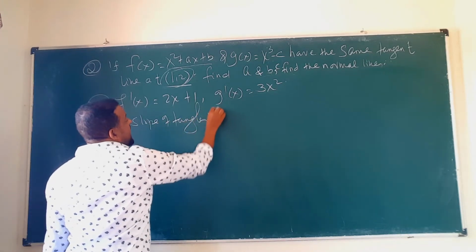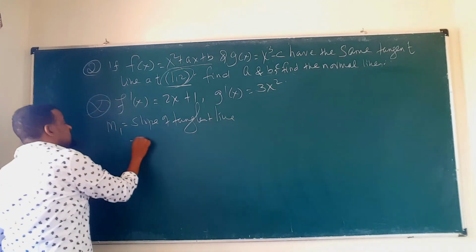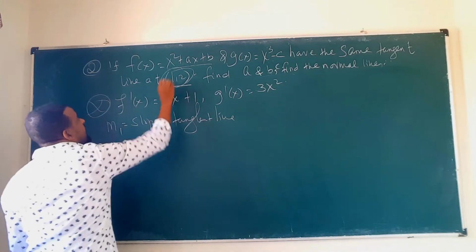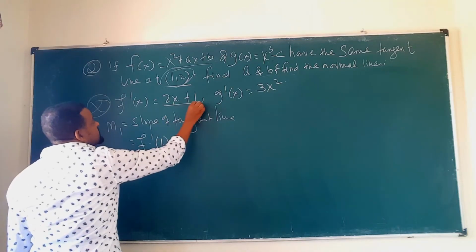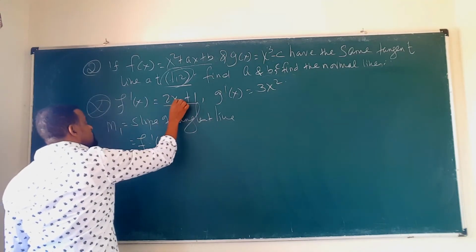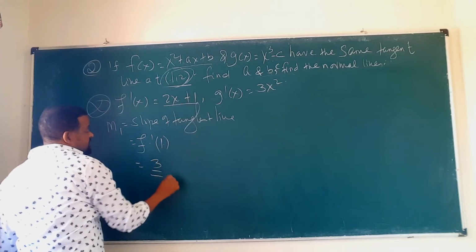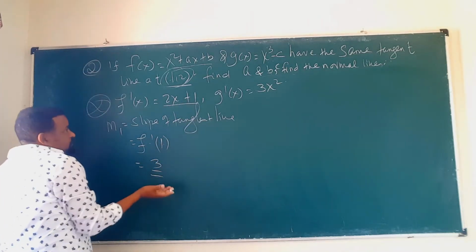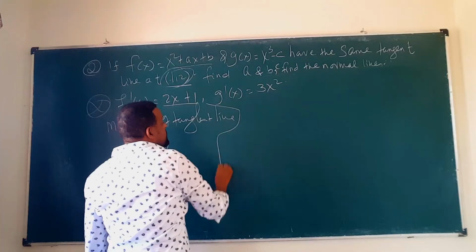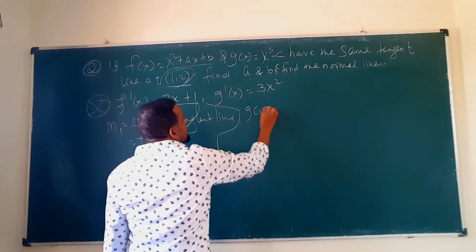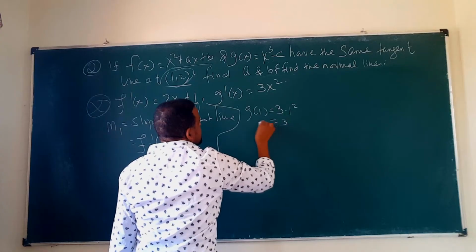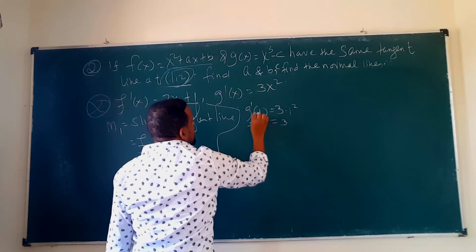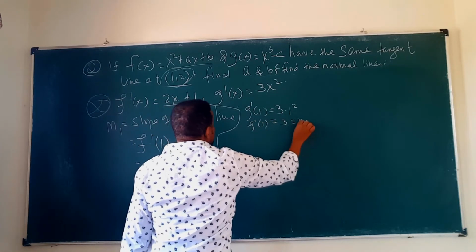The slope of the tangent line is given by f derivative at 1. So what do you put in here? 1. 2 times 1 is 2, 2 plus 1 is 3. So the slope is 3. Now we have slope 3. And for g at 1, the slope is 3 times 1 squared, so g derivative at 1, which is of course a slope.